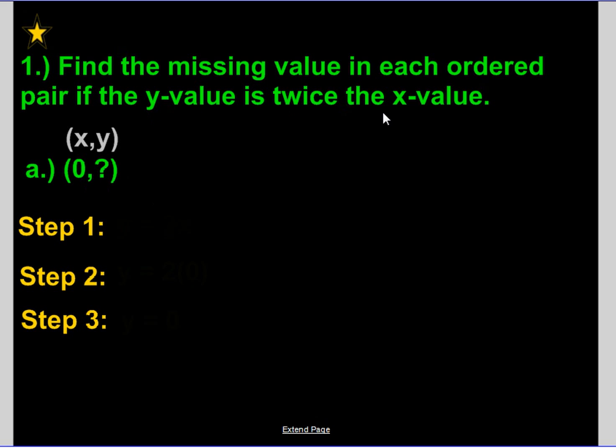So if we look at y being twice the value of x and we set up an equation for that, y equals 2x, then we want to substitute what we do know, which in this case is x. So we have y equals 2 times 0, which then leads us to y equaling 0. So our missing y value for our ordered pair is also 0. So this would be 0, 0.